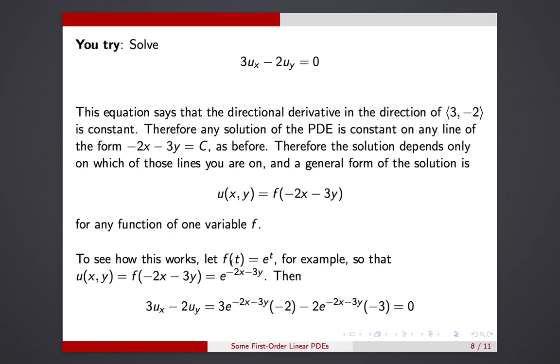So it doesn't matter what f is. f could be sine t, cos t, tan t, whatever. As long as you're plugging -2x minus 3y into that f, you will get a solution of this PDE. Okay, but anyway, here's the solution set, and it goes just like we did in that example.